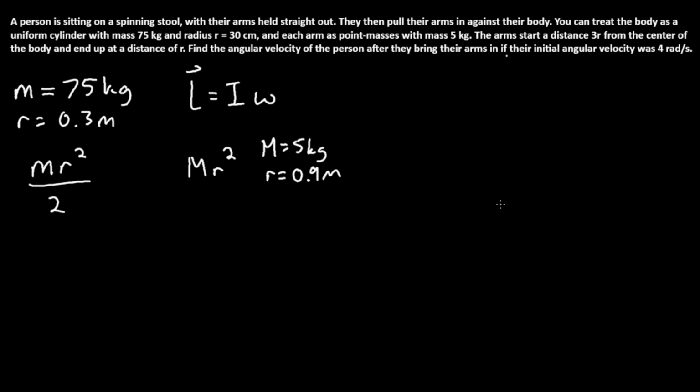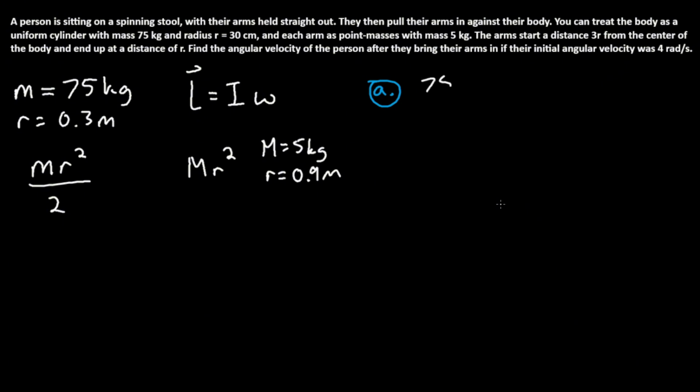Okay, but find the angular velocity of the person after they bring their arms in if their initial angular velocity was 4 radians per second. So their angular velocity before they brought their arms in was 4 radians per second. Well, in order to do this, we need to calculate the initial moment of inertia. Let's go ahead and calculate that. Let's treat the initial state like part A. So part A, we're going to calculate your moment of inertia, mr squared over 2.